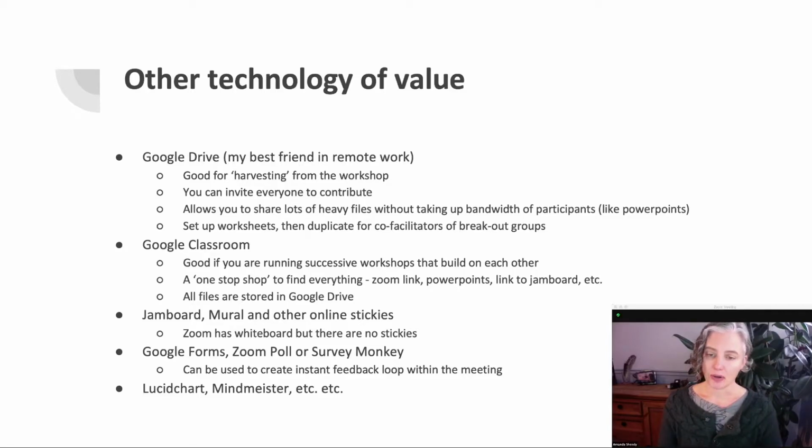I mentioned Jamboard. Mural is very similar to Jamboard. Other things include Google Forms, Zoom polls, or Survey Monkeys. These are all online tools that you can use to set up some feedback loops. So what did you think of the meeting today? What would you recommend we do differently? People can just type their answers into these forms. And there's others, of course. There's a plethora, but I think this is the basic package that I use for my participatory online meetings.